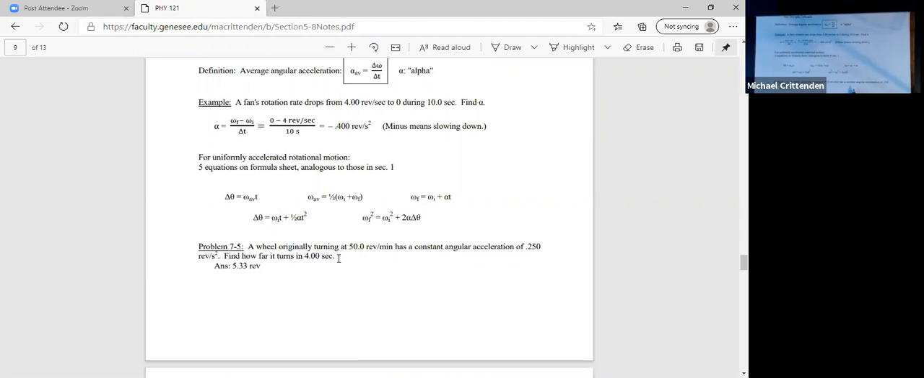So pause it here, do number 5, and while you're working on it, I'll get out of the screen share. Okay, unpause.